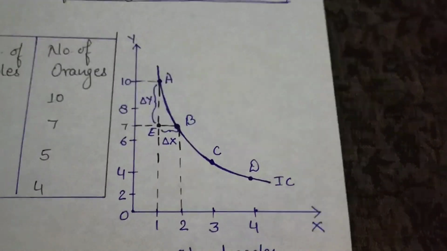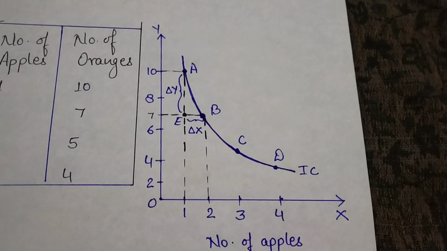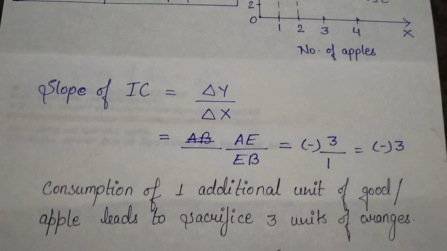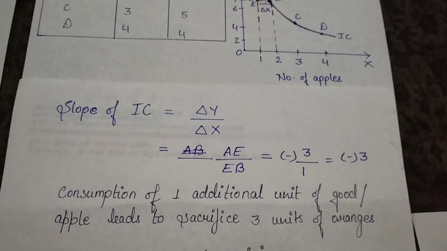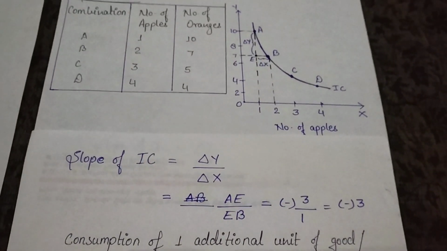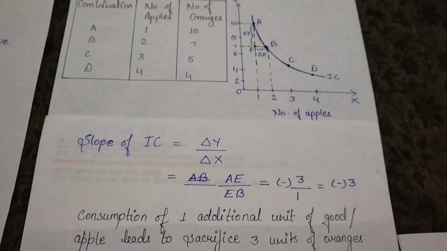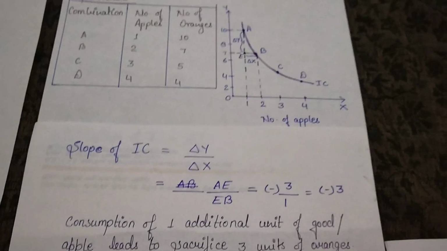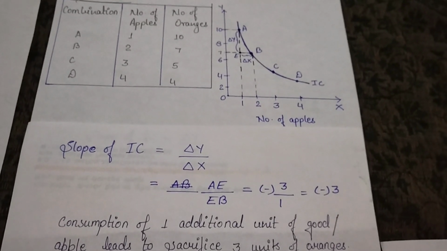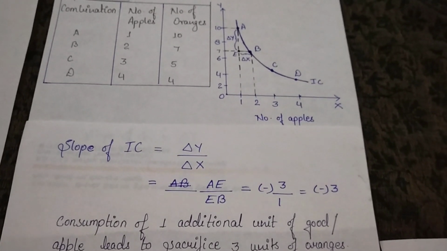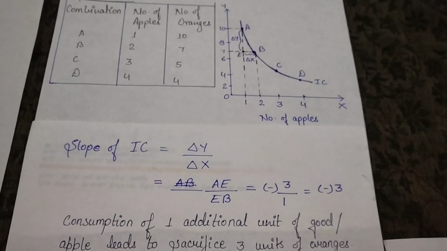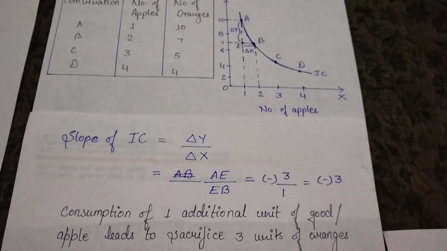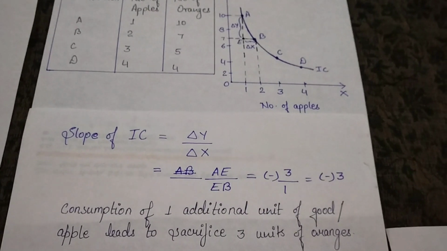Look, on combination A and combination B, there is a difference AE upon EB. It will be calculated like this. Slope of IC is equal to delta Y upon delta X. Look here, delta Y upon delta X, that is AE upon EB. Okay, so AE means what? It means the difference between the number of oranges in combination A to combination B, that is -3, minus Y because it is declining, and EB is equal to 1 because we are consuming one more unit of apple.